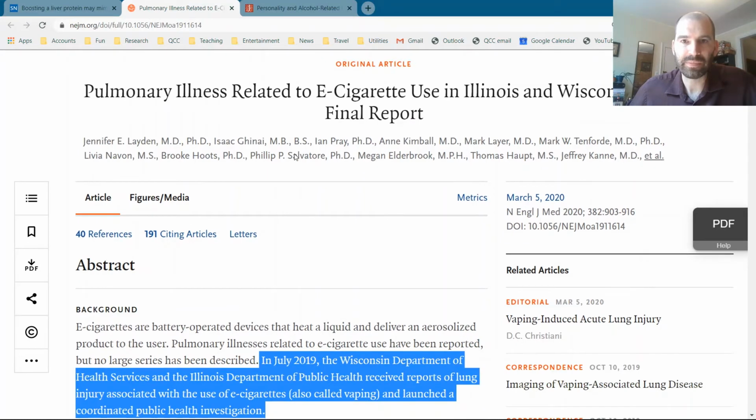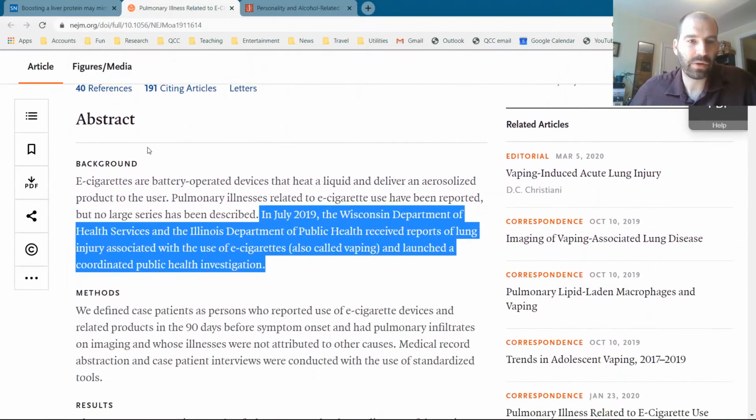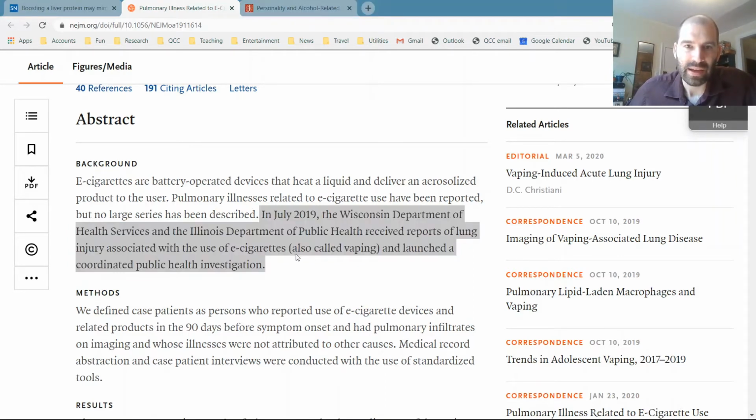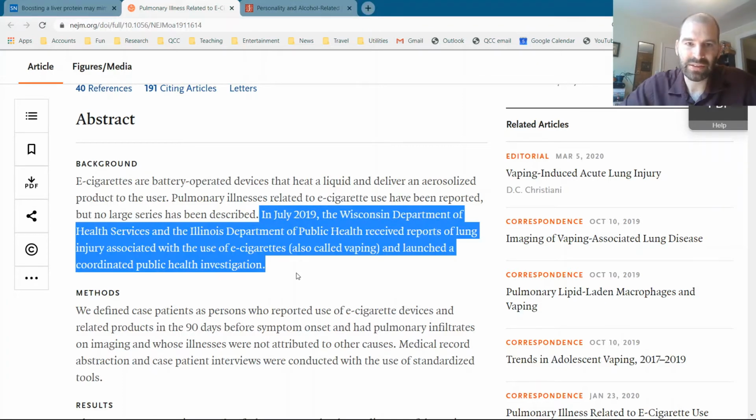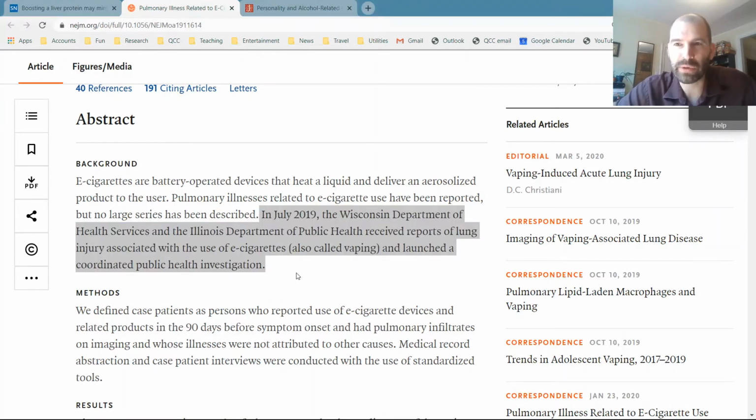Here we have an article, pulmonary illness related to e-cigarette use in Illinois and Wisconsin. Final report. Let's look at the abstract here. I've highlighted the key sentence I want to focus on. It says, in July 2019, the Wisconsin Department of Health Services and the Illinois Department of Public Health received reports of lung injury associated with the use of e-cigarettes, also called vaping, and launched a coordinated public health investigation. See if you can think of what the explanatory and the response variable would be in this situation. Go ahead and pause the video if you need.